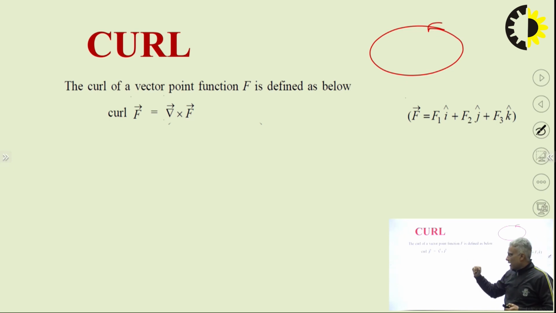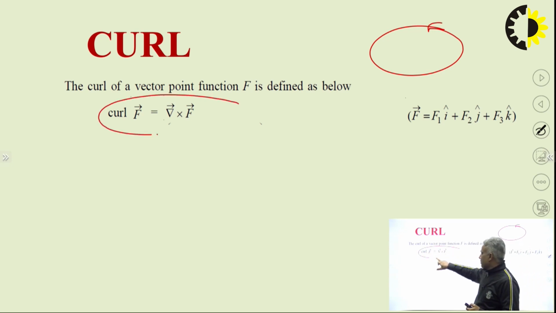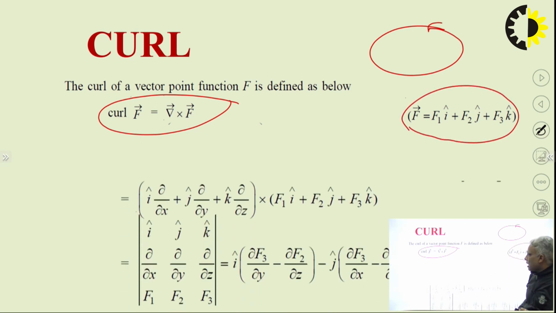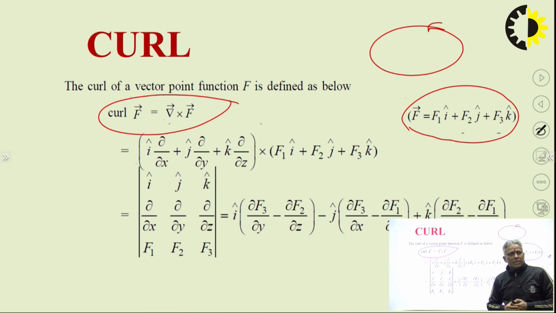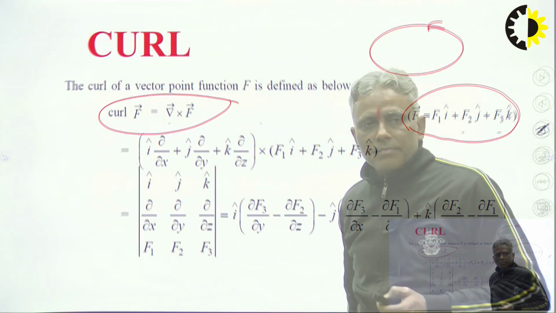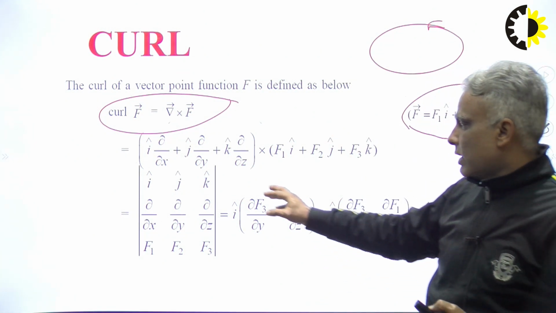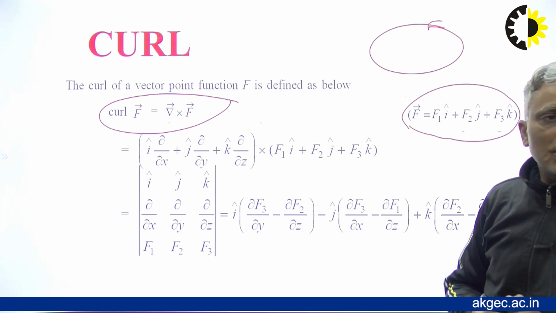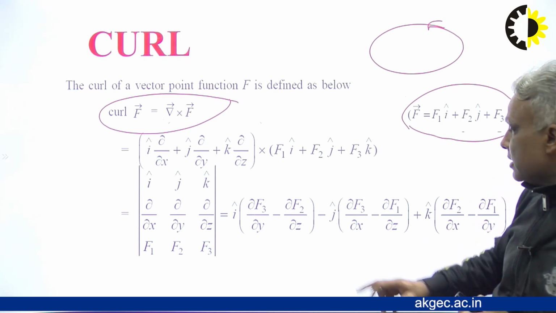Curl f is denoted and defined by the vector del cross f. How do we calculate the cross product of two vectors? Students study this at the 12th level, and f is the vector point function. It is calculated with the help of a determinant: i, j, k; del over del x, del over del y, del over del z; and f1, f2, f3. With the help of the first row, I elaborated it in the previous lecture, and the result will be this.